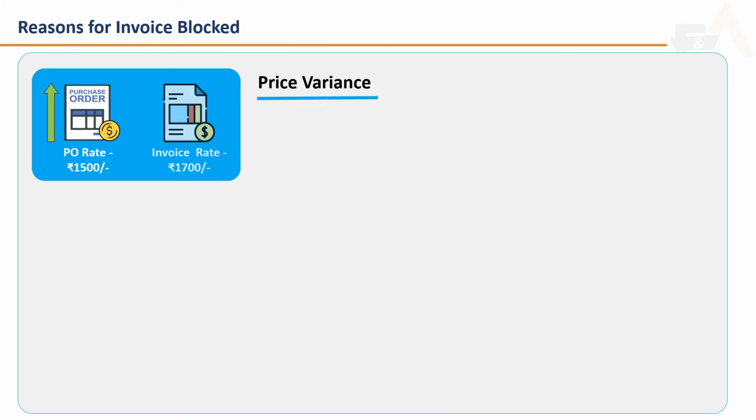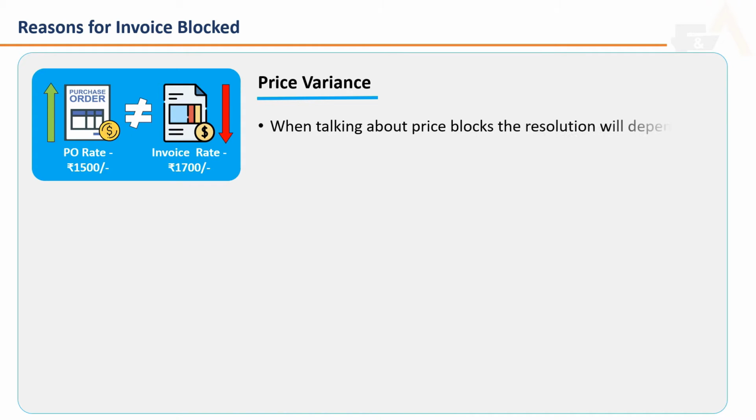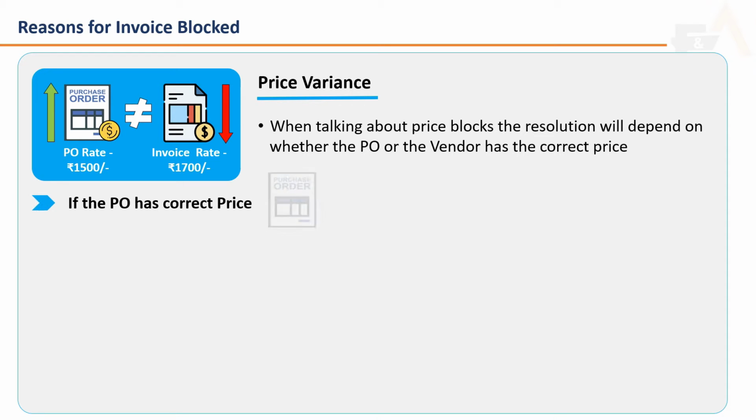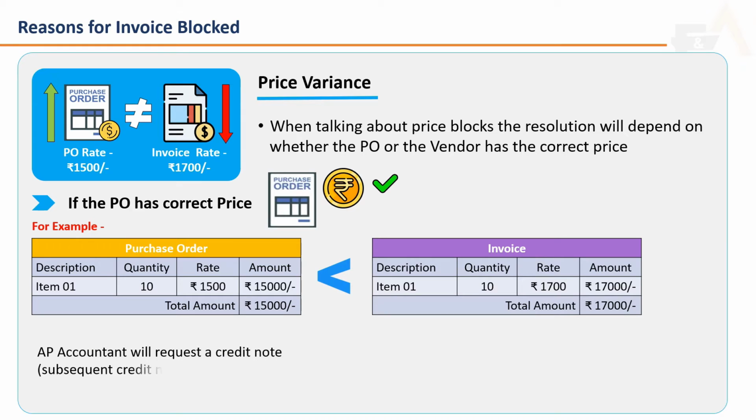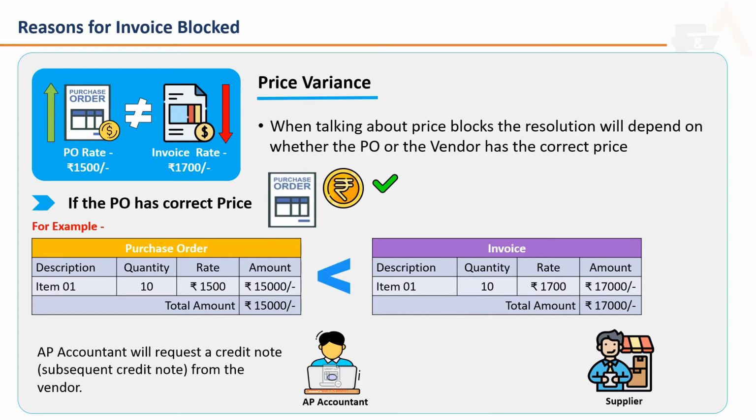Price variance. When talking about price blocks, the resolution will depend on whether the vendor or the PO has the correct price. If the PO is correct, then the process will likely involve requesting a credit note, that is, a subsequent credit note from the vendor.